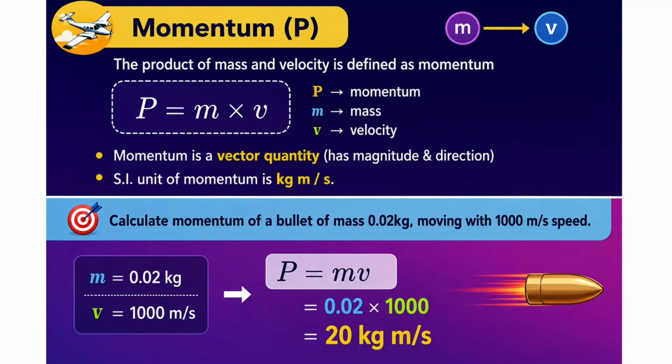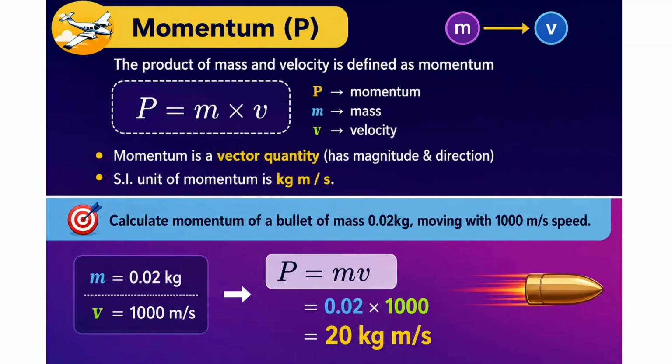As you can see on the slide, momentum is defined as the product of mass and velocity. Mathematically, we express it with a very simple formula: P is equal to mass into velocity. Here P stands for momentum, m is the mass, and v is velocity.